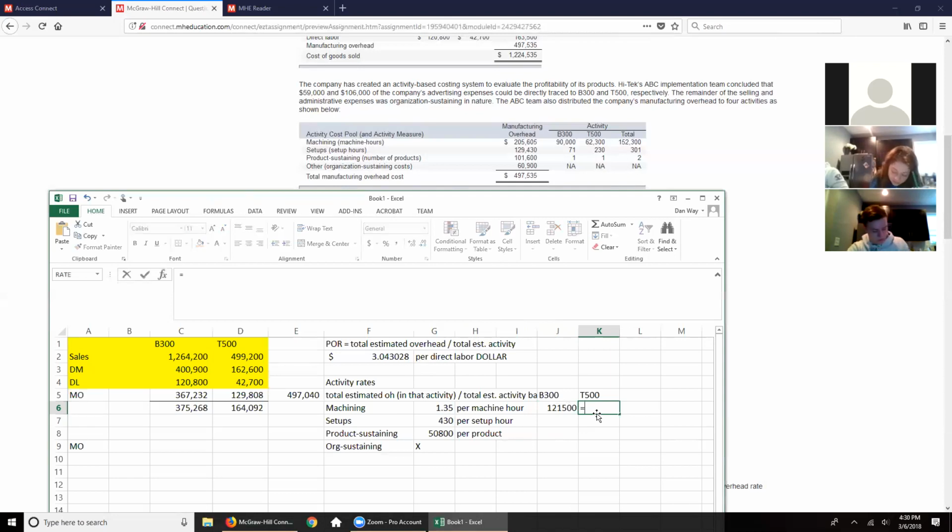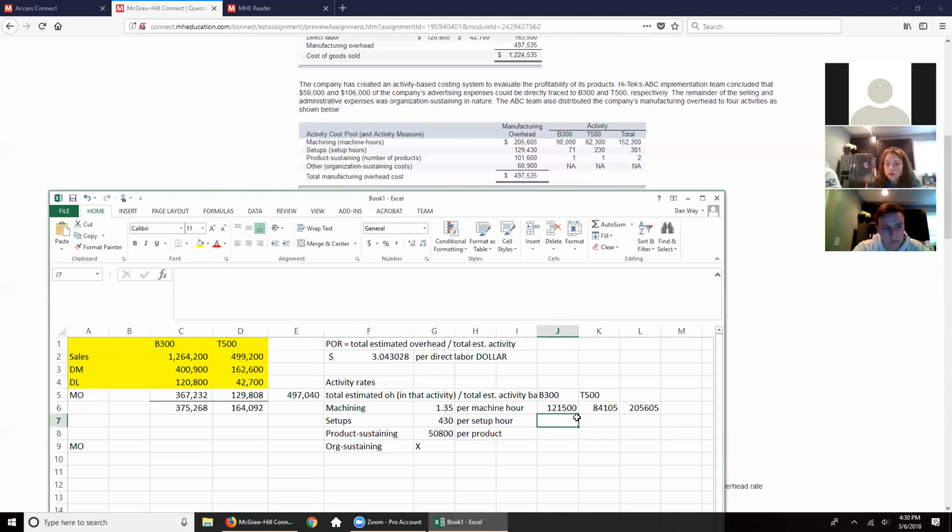And then for the T500, that used up 62,300 hours, times that same activity rate of $1.35. And there's our machining cost for the T500. And again, if we add those together, just to make sure we account for these things correctly, that should always come back to the total cost in that cost pool. If it doesn't, then we've missed a portion. So that's a good way to check, like, for the exam, because we obviously can't check our own work.